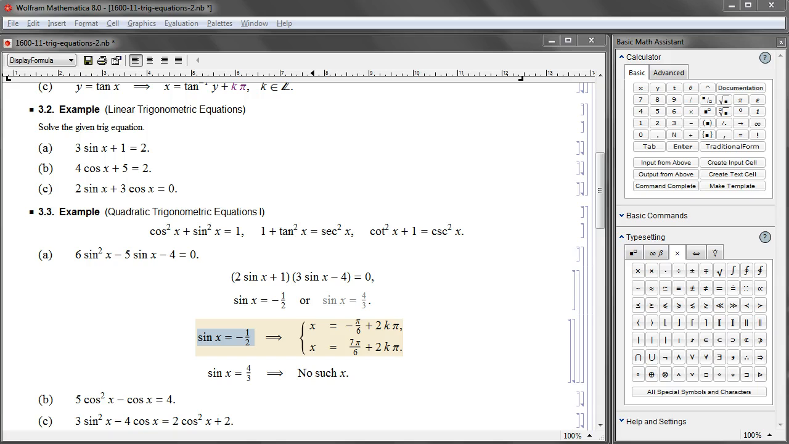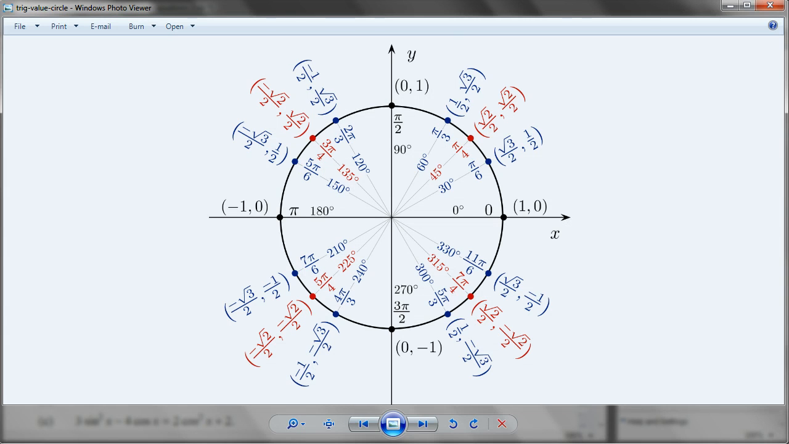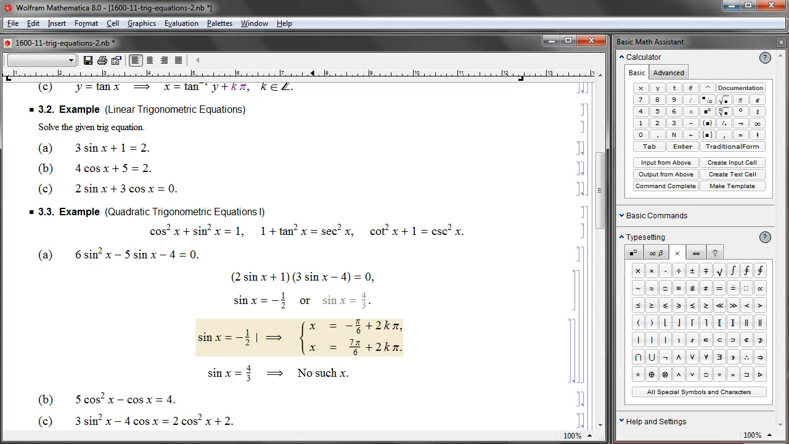-1/2 is coming from one of those basic angles. This is what I'm talking about. Here, find the second coordinate equal to -1/2. You get 11 pi over 6 and also 7 pi over 6. 11 pi over 6, as a matter of fact, is equivalent to -pi over 6. But if you use 11 pi over 6, that's perfectly fine. And you can add 2k pi, so you're going to cover everything anyway. From 4/3, of course, you don't get anything.